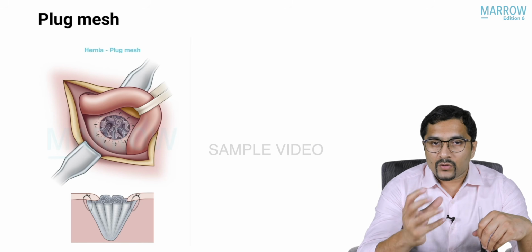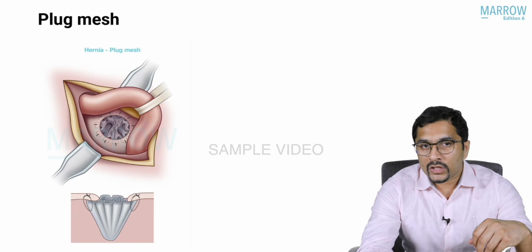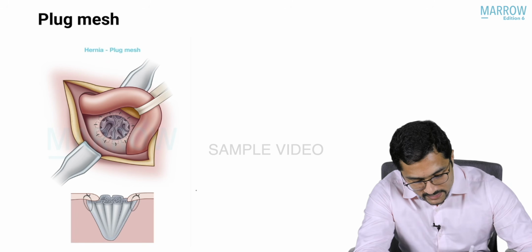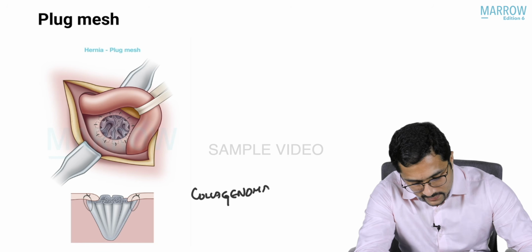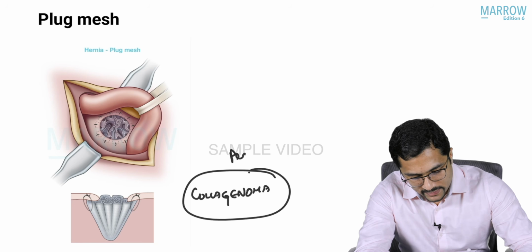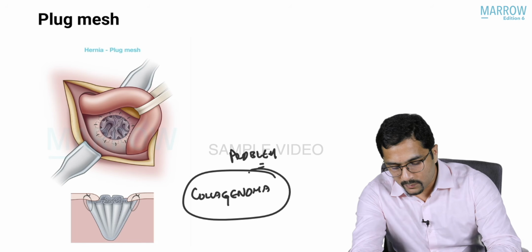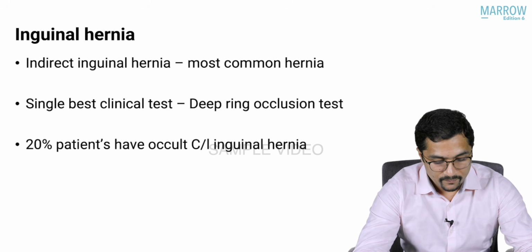Another way of using the mesh is to use a plug mesh, but the problem with a plug mesh is that a collagenoma can form, because it is all clumped together, so collagenoma can form. That is one of the problems of a plug mesh.